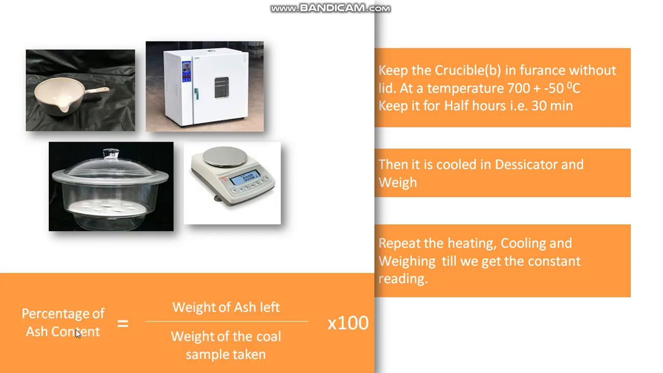So the percentage of the ash content is weight of the ash left upon weight of the coal sample taken into 100.